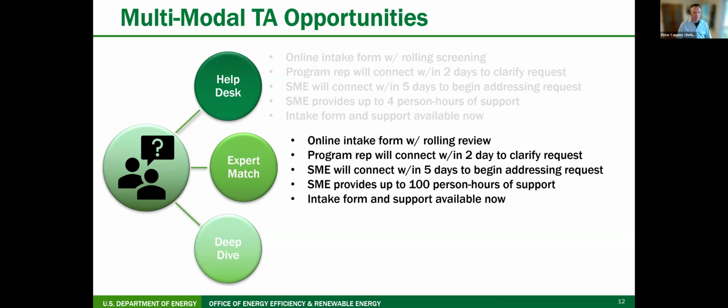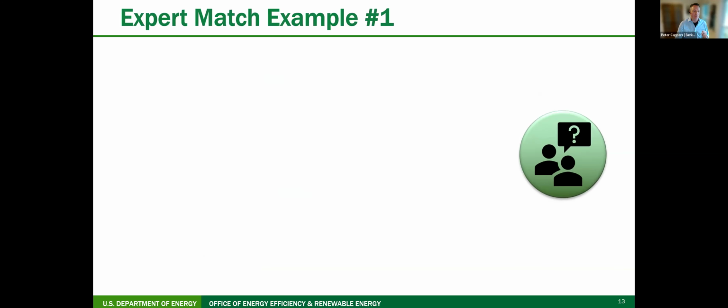So the second type of technical assistance, called Expert Match, provides requesting state energy offices and PUCs with up to 100 hours of support from a national lab staffer. These requests are going to address deeper inquiries that require additional time and effort than those help desk ones I just talked about, but this is also available via our website. Now, let me walk you through, again, 3 different examples of requests that we have qualified as Expert Match, to give you a better sense of how these might differ from those other ones I just talked about.